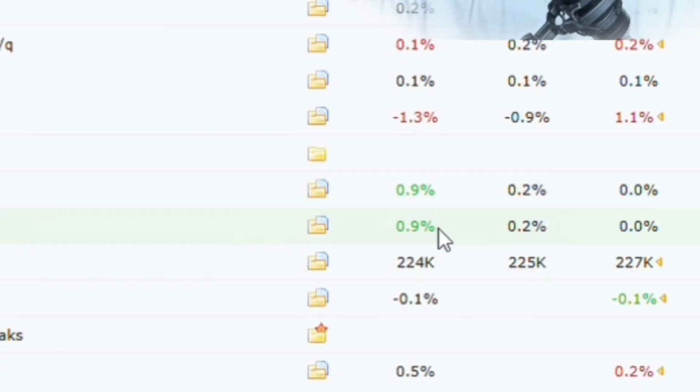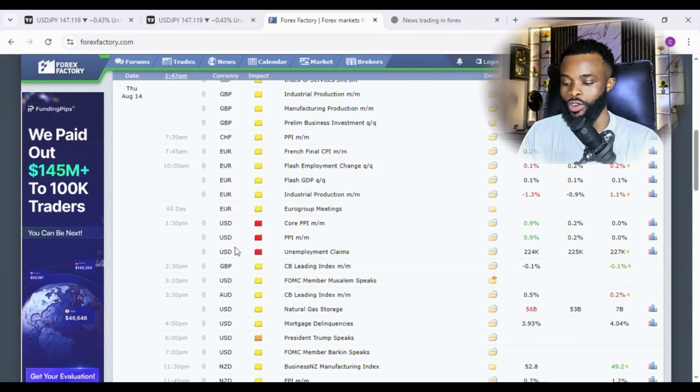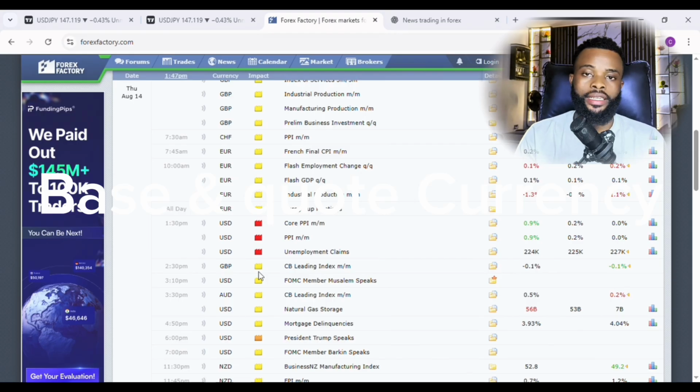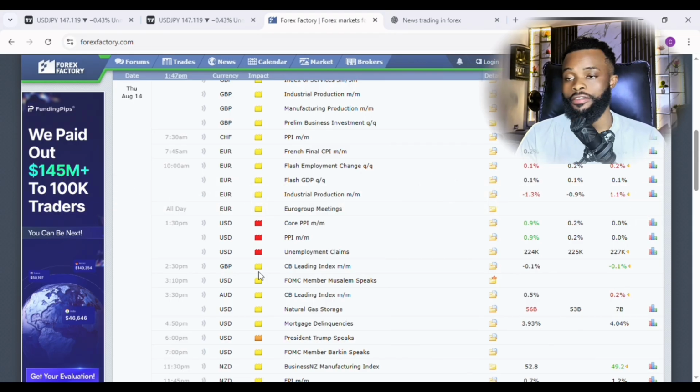And since it's greater than forecast, it means that the USD will be bullish as a currency. United States dollar will be bullish, and traders will now head over to TradingView and start making a buying decision based on the volatility of this particular currency. Now, coming back to when we say base and quote currency, this is how to make proper decisions based on the pairing of these different currencies.